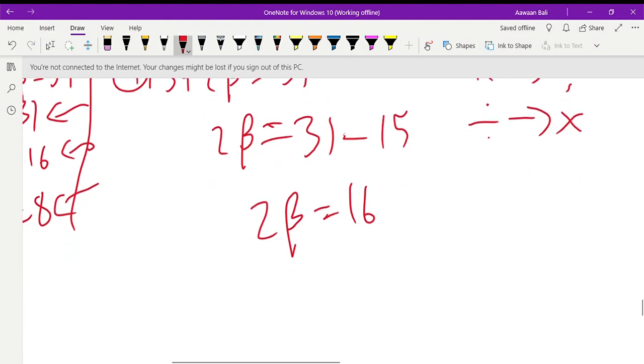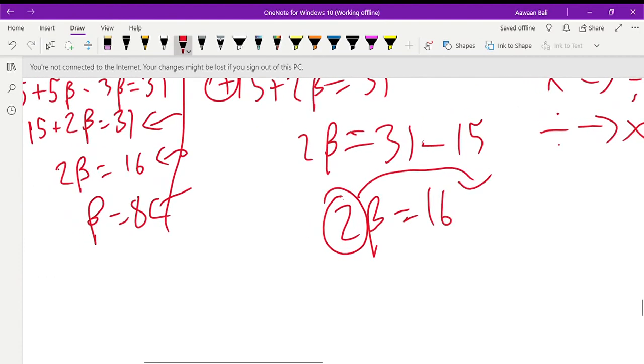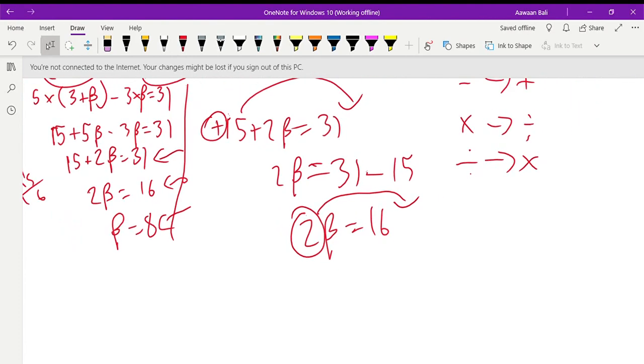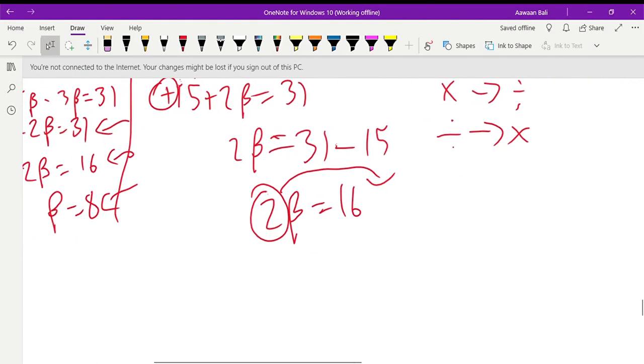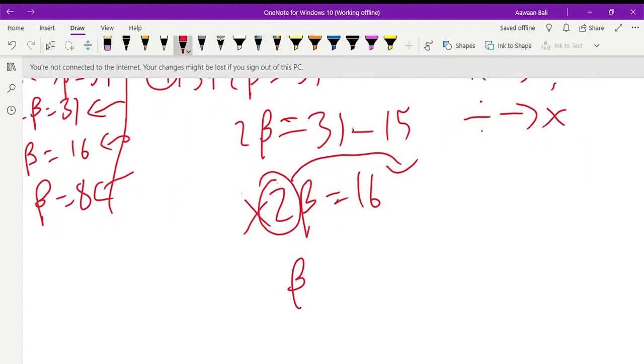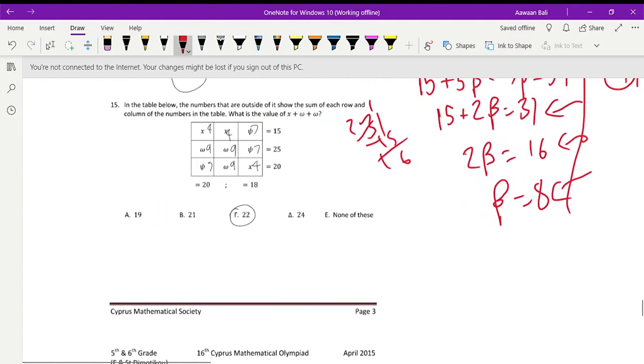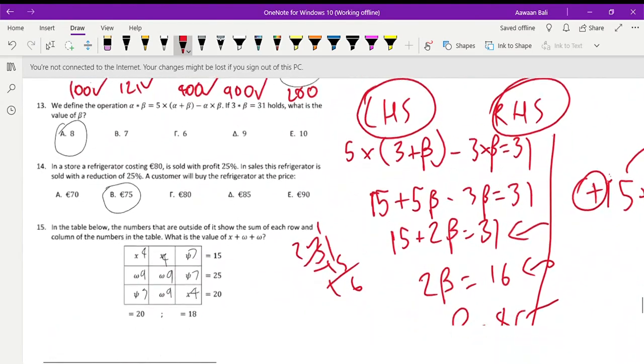And now we're basically just taking this coefficient. The coefficient is a number which is multiplying the variable, and in this case it is 2. So it's multiplication here. Because if they weren't next to each other, it would basically be 2 times beta. So we're taking the 2, and then beta is equal to 16 divided by 2, which is 8. Easy, right?